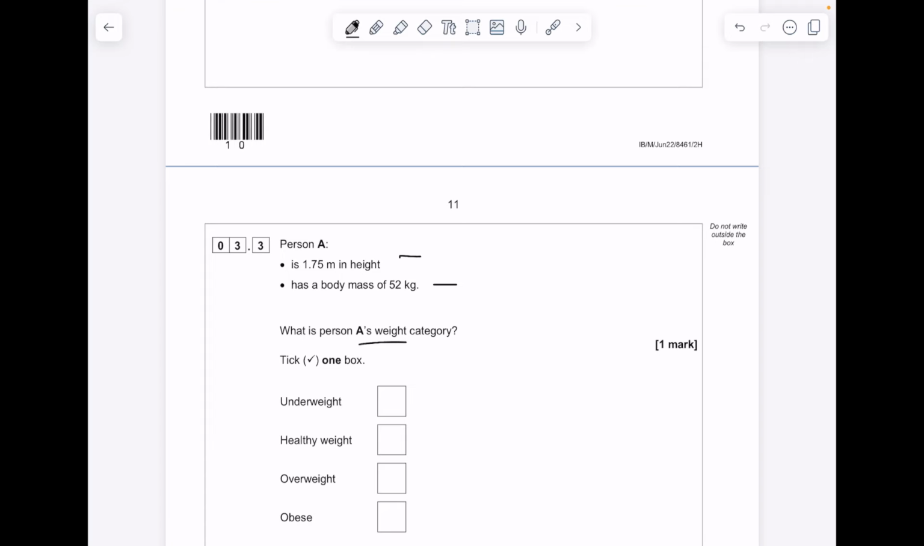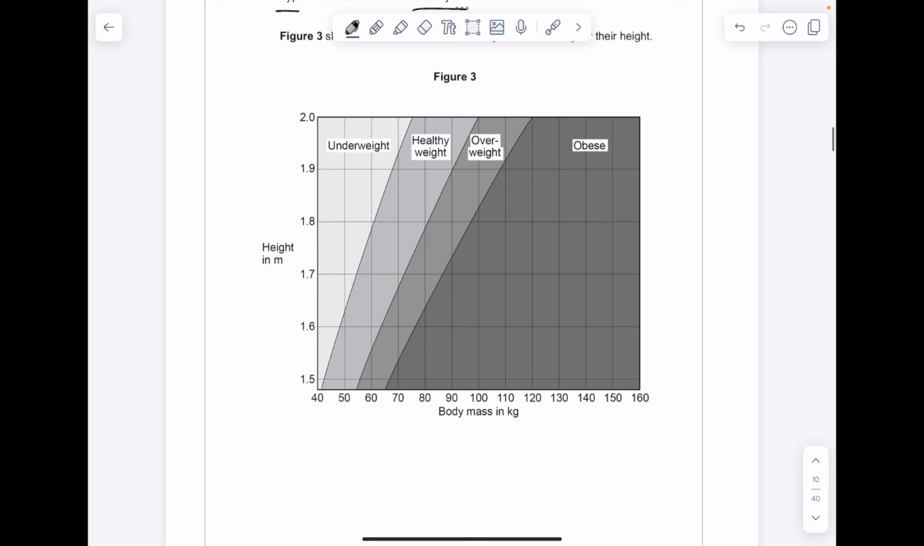So 1.75 meters and 52 kg. So we're reading across here. Then up here. So where they cross is in the underweight category.